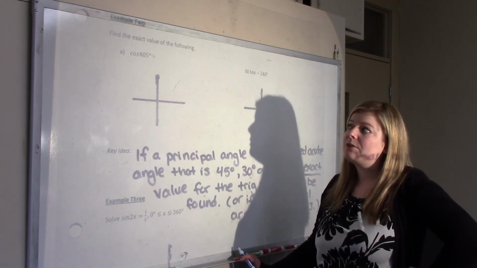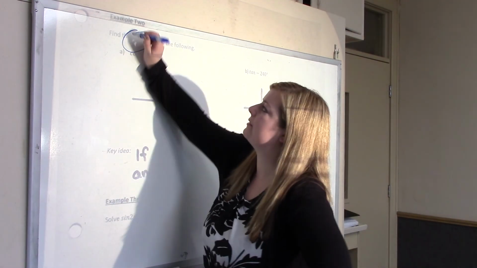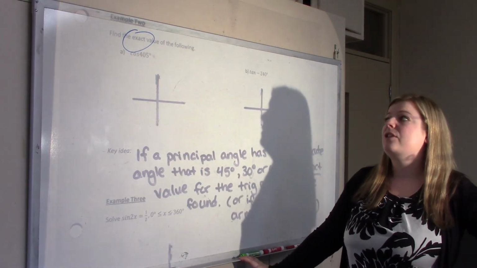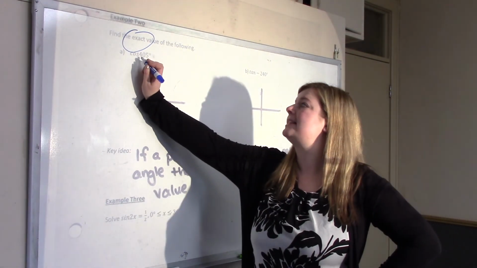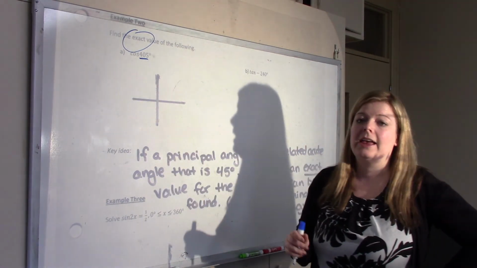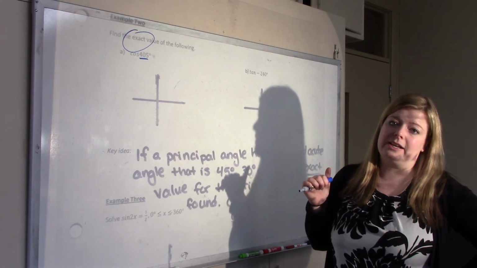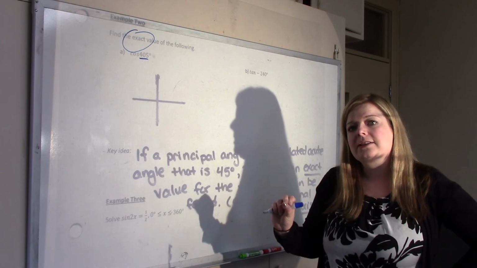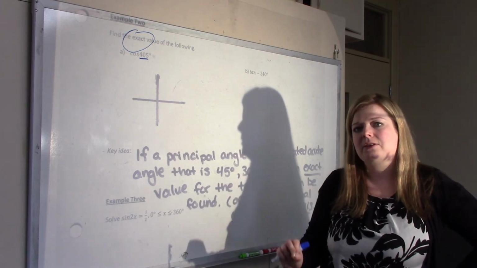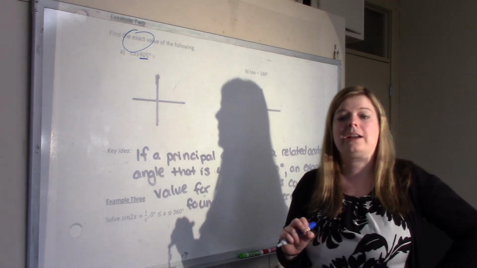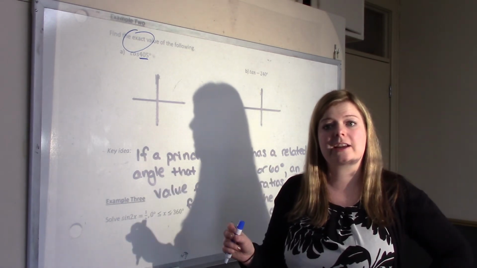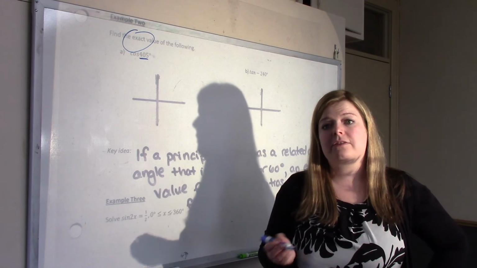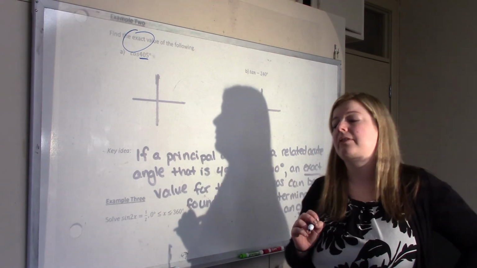But if I'm asking you to find the exact value of something, that should be a big ding, ding, ding in your head that this angle given must have a related acute angle that's either 45 degrees, 30 degrees, or 60 degrees. Because it's not just 45, 30, and 60 that you can find exact values for. It's any angle that has 30, 60, or 45 as their related acute angle. Then you can find the exact value for their trig ratios.